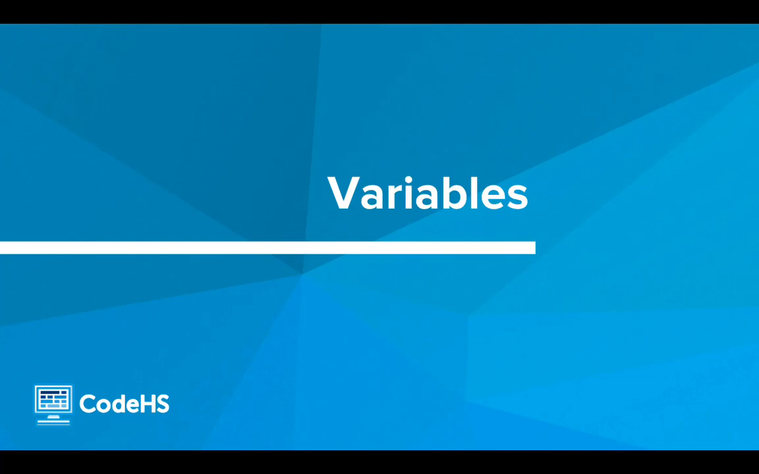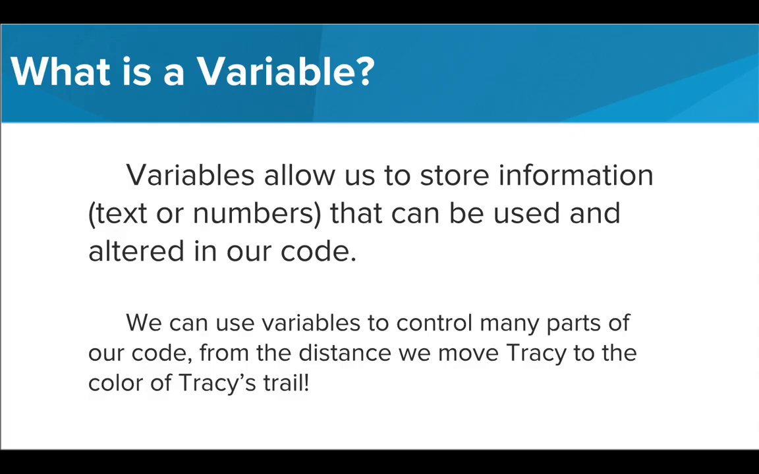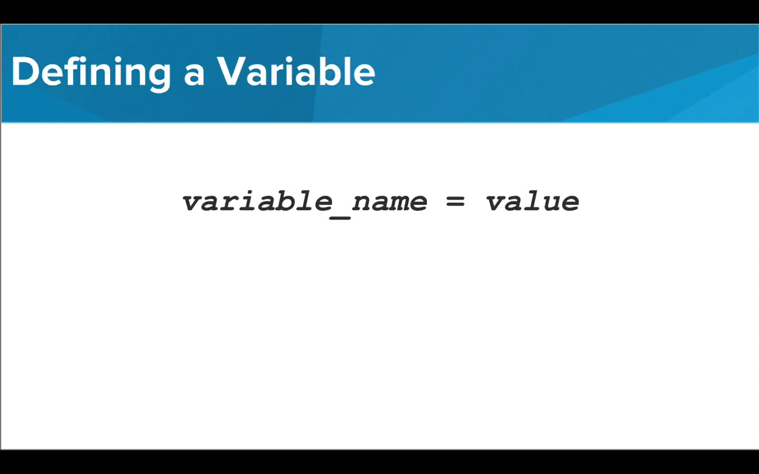Hi, in this video, we're going to learn how variables can be used to store values and execute our code with specific data. Variables give us the ability to store information that we can use in our code. This information can be text or numbers and can be altered as our code progresses. Variables can be used to control different Tracy commands, such as how far she moves or what color her trail is.